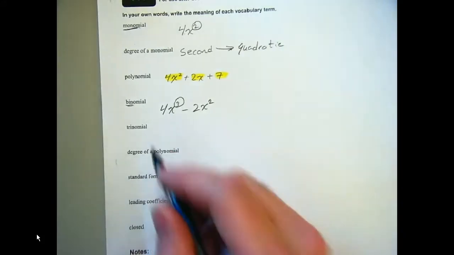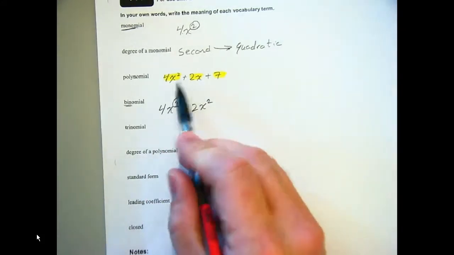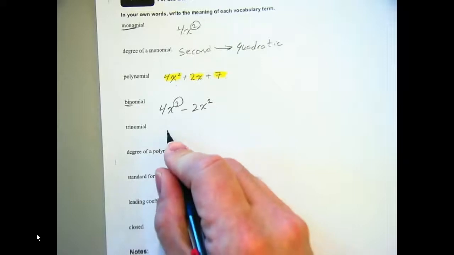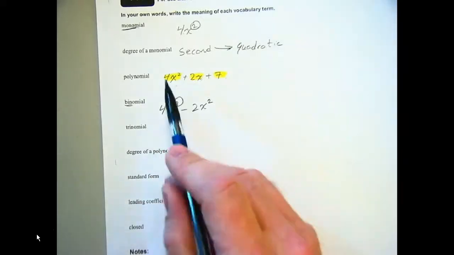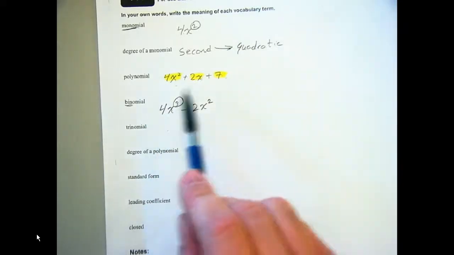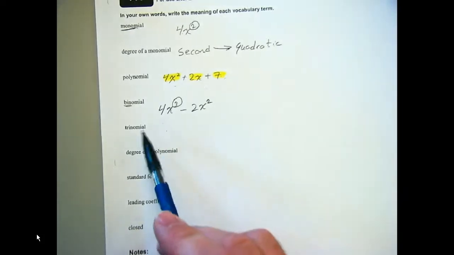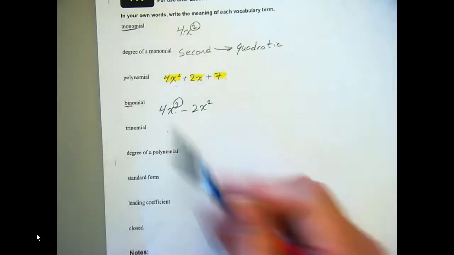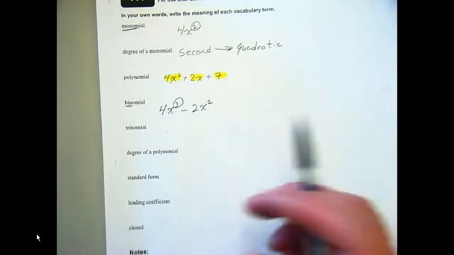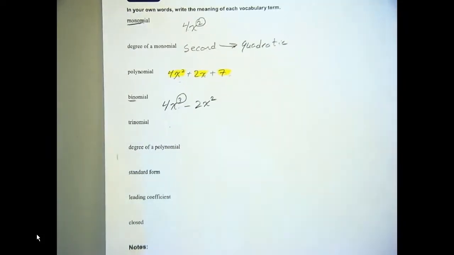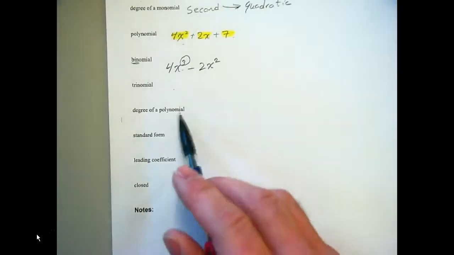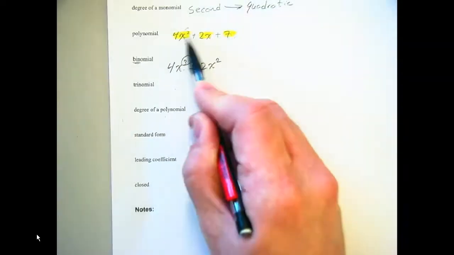Okay, trinomial. This actually is a trinomial. Okay? Isn't a polynomial anything greater than 3? A polynomial is anything. If we have more than 3, we just call it a polynomial. But a binomial is also a polynomial. It's kind of a special case. It's that generic term for all of them. Okay, degree of a polynomial, we always look at the highest degree.